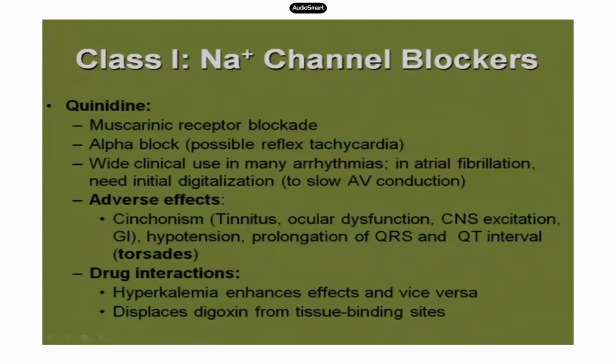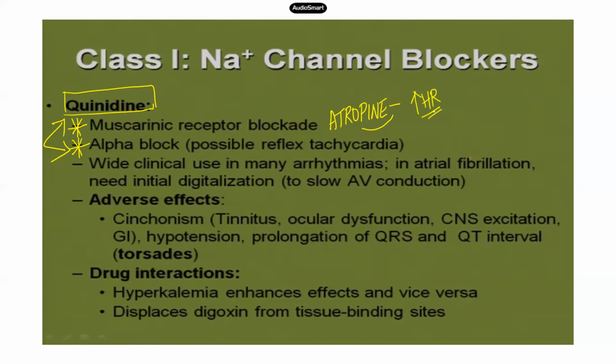Now the drugs, basically the prototype drug of class 1A is your quinidine. All right. Now the important points with respect to quinidine are these 2 points. The first point is it is a muscarinic receptor blockade. What does it mean? It means that this particular drug, quinidine, will behave like your atropine. Now, from your ANS pharmacology, if you remember, atropine is a drug which is a muscarinic blocker. That means it will increase the heart rate.